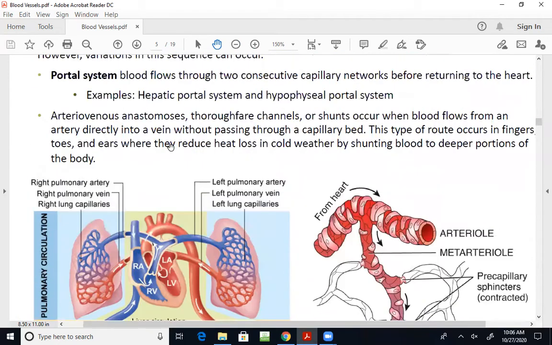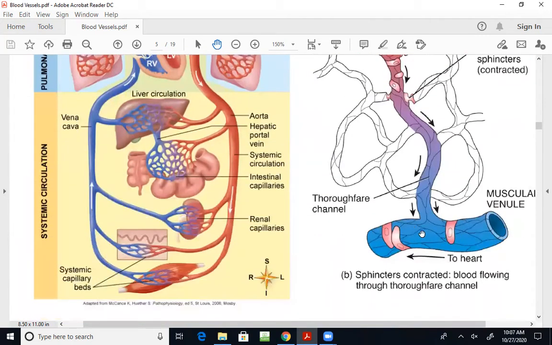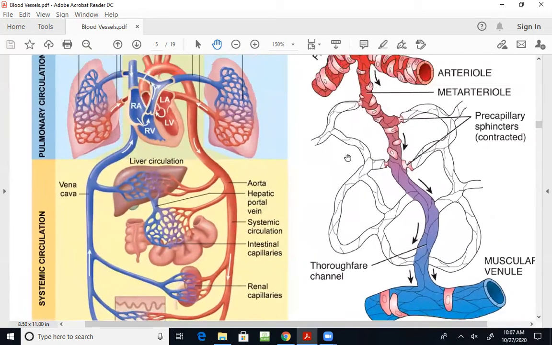Over on the right is an illustration of what we call an arteriovenous anastomosis, a thoroughfare channel, or a shunt. All those things mean the same thing, but what this allows for is blood to flow from an artery and skip directly across and into a vein without allowing the blood to flow out into the capillary network between the arterial and the venule.